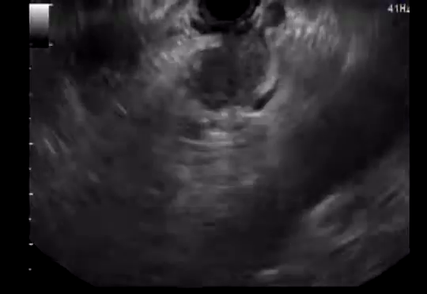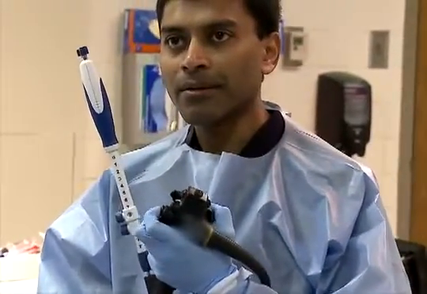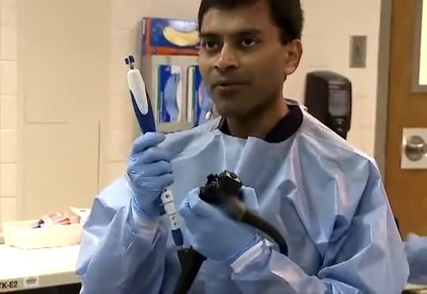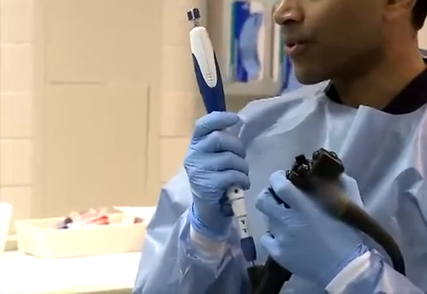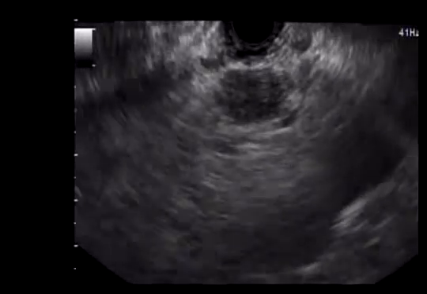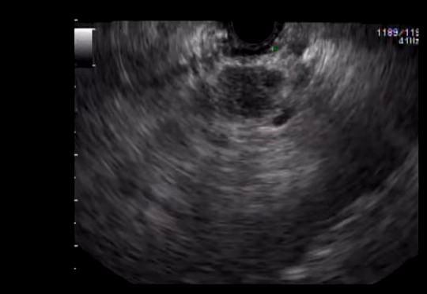Now to perform FNA, I'm going to release my knob on the EXPECT needle, and I'm going to pull the stylet back a little bit, and I'm going to advance my needle till it comes in view on endoscopic ultrasound. The needle always makes its view at the 4 o'clock position, which is right here, and now my angle is going to be a straight pass, and I would expect the needle to go straight into this lesion following this particular angle. I do not have to use an elevator. This should be a direct pass.